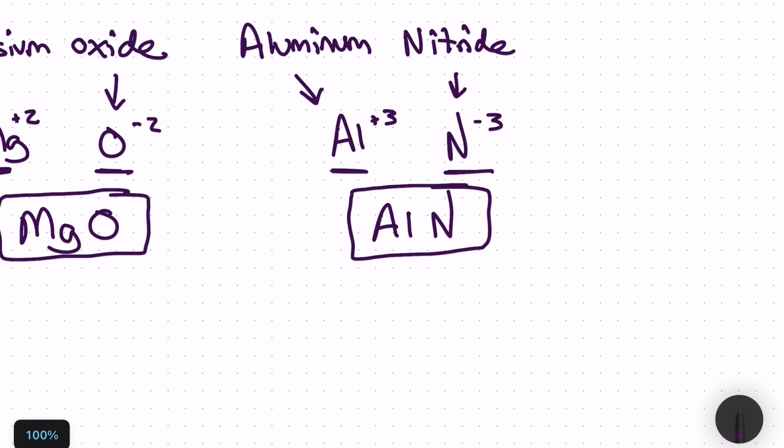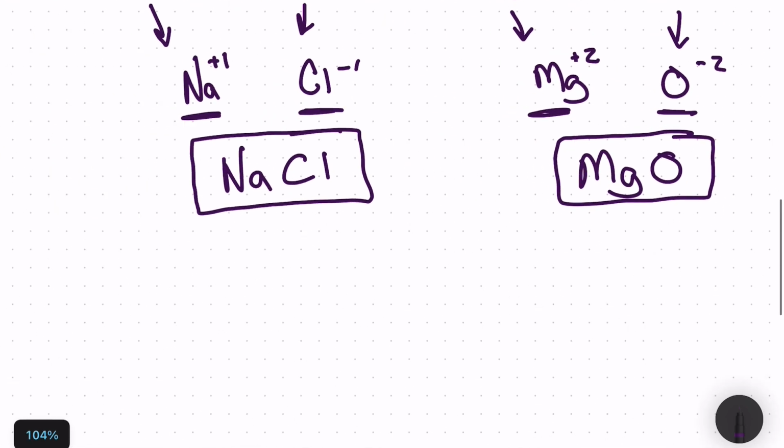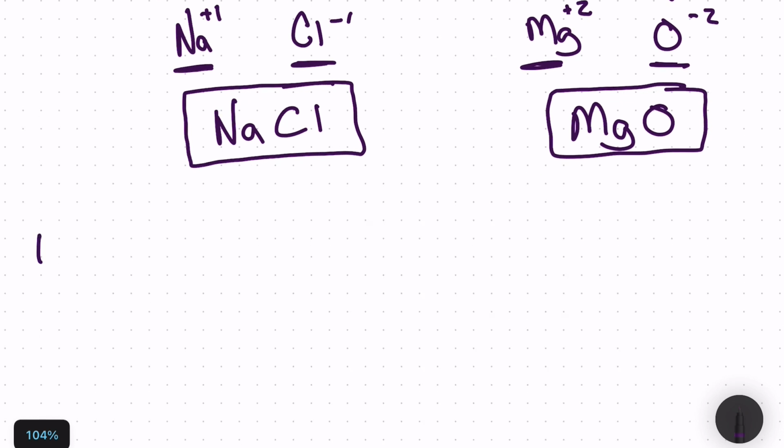Okay? Now we're going to go and kind of up the complexity here. So the next 3 examples we're going to look at are going to be a little bit more complex than these original ones. Okay, so we're going to start off with lithium oxide.